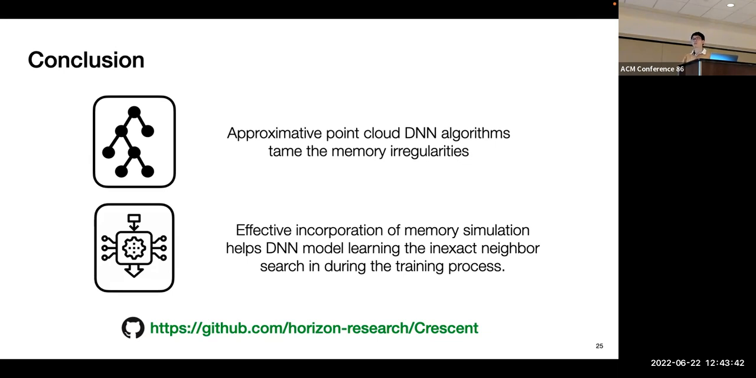Right, I think the accuracy depends. In our community, there are not many large point cloud data sets for those types of tasks. So it's a good direction to investigate. Oh yeah, no problem. We can talk about that. Yeah, thank you.